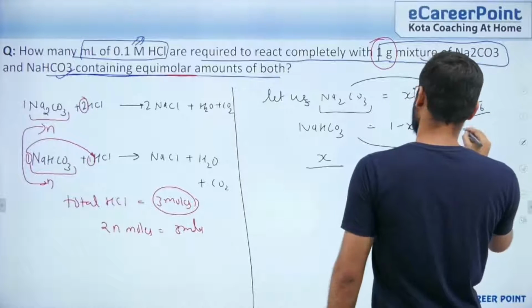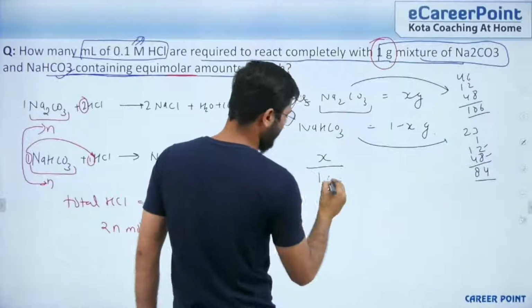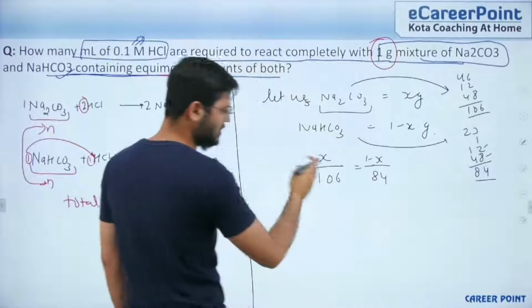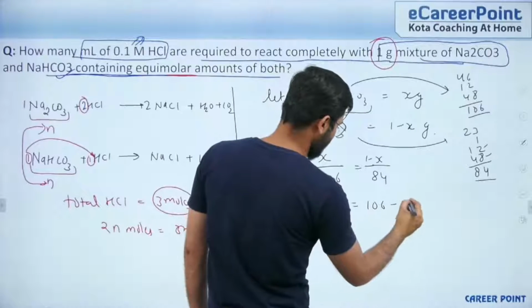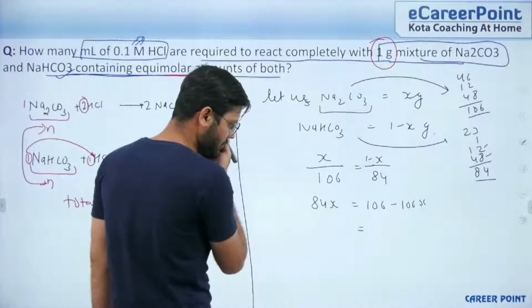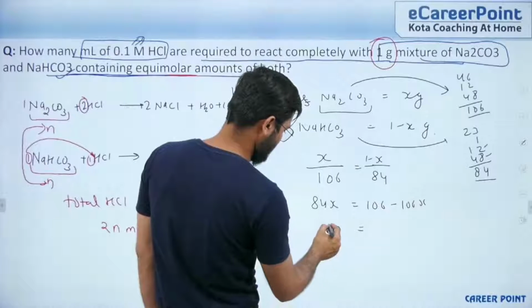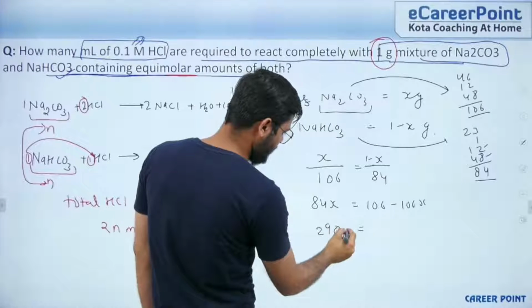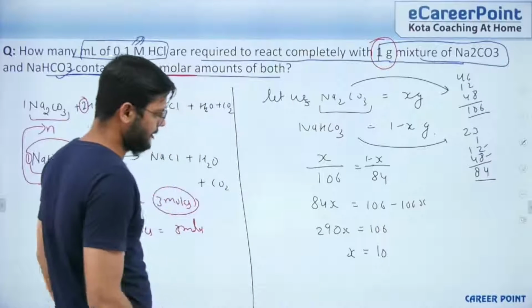And the molecular weight of this is 23, 1, 12, 48, which is 84. So you will have x by 106 and 1 minus x by 84. You can just solve it. You will get 84x equals 106 minus 106x. So it will be something like this. You can just see it.